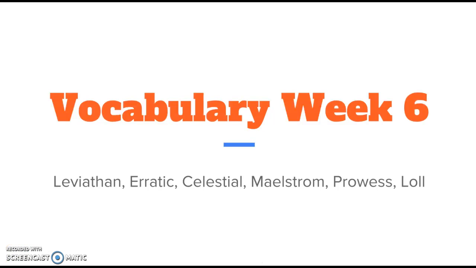Today we're going to be talking about vocabulary from week 6. And here are our 6 words: Leviathan, Erratic, Celestial, Maelstrom, Prowess, and Loll. We are going to start today by talking about each word individually, what it means, and an image for each word, and then at the end we're going to talk about how to use them correctly in a sentence.